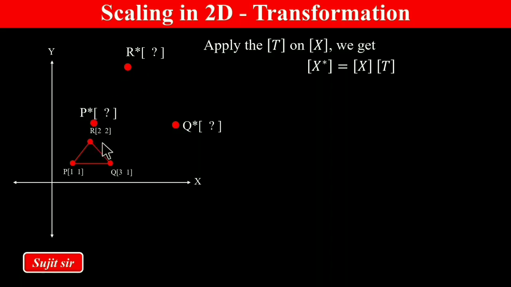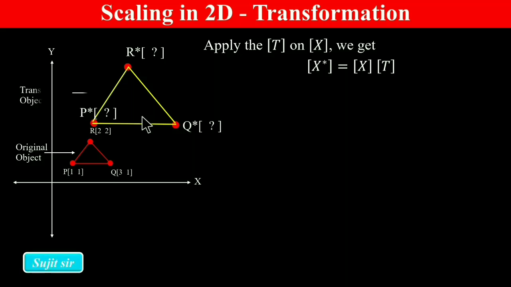So we get the transformed object, triangle P star Q star R star. So what will be the coordinates of this P star, Q star and R star? We have to find it by using this formula. X star is nothing but X into T.